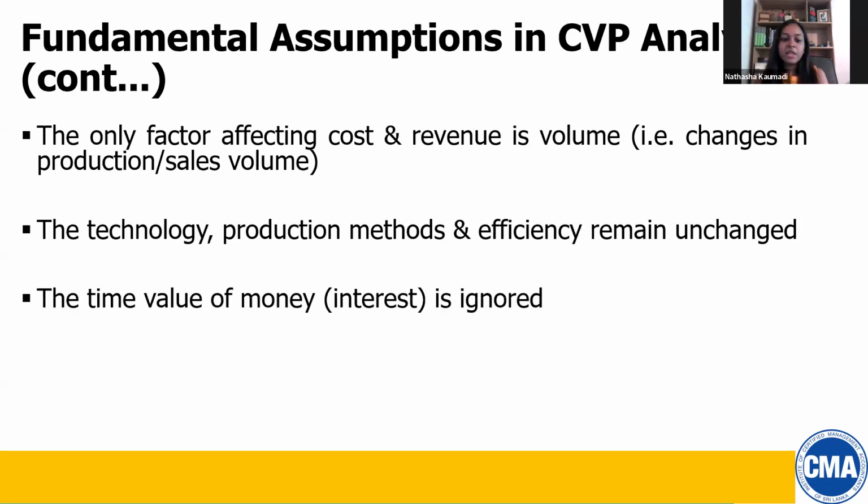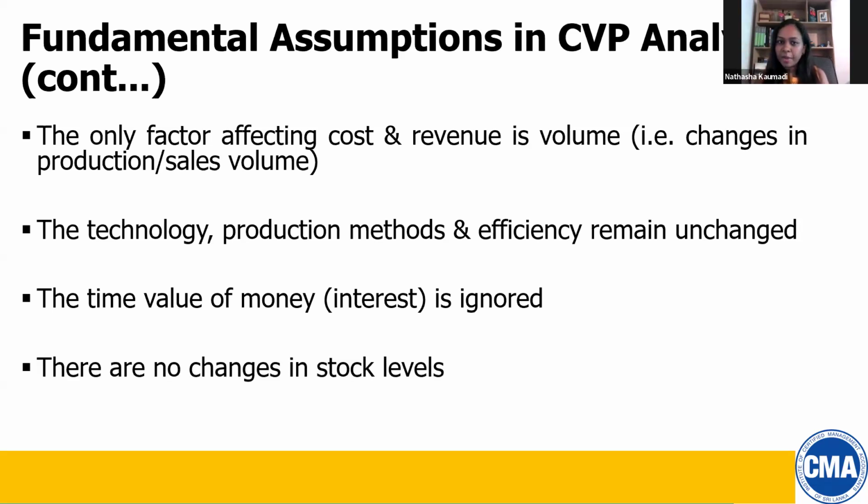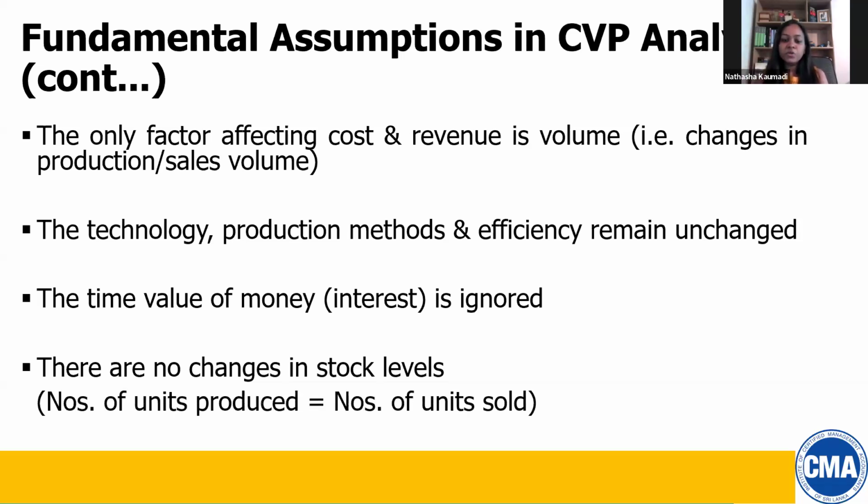And then the time value of money is ignored. Time value of money will not be considered in the short run decision making. And then there are no changes to stock levels. That means the number of units you produce would be sold. Number of units produced equal to number of units sold. That is one assumption. Actually, that can be changed in the short run as well, no? But we can't exactly say that. But in the CVP analysis, we identify that assumption, number of production units would be equal to number of selling quantity. So those are the main assumptions in CVP analysis.